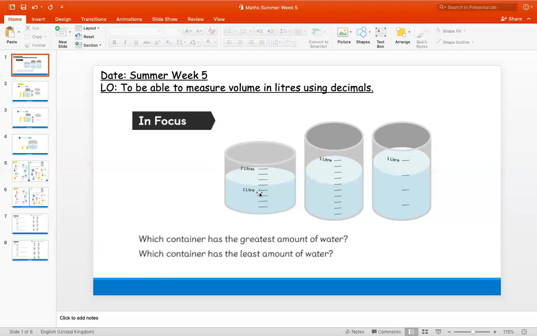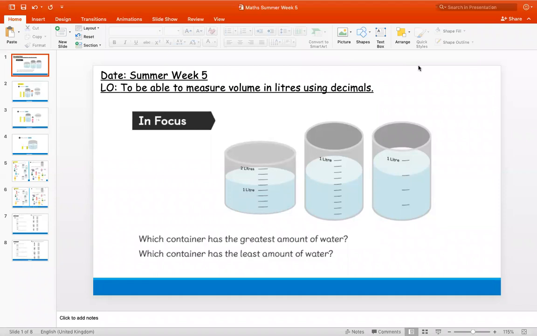So what I mean by that is work out how much volume, so how much water there is in this container, and for this one as well, and so on. Once you can write down all the measurements of the volume, then you can order them to see which one is the greatest one and which one is the least amount. I'd like you to pause the video now and have a go at the in focus, please.